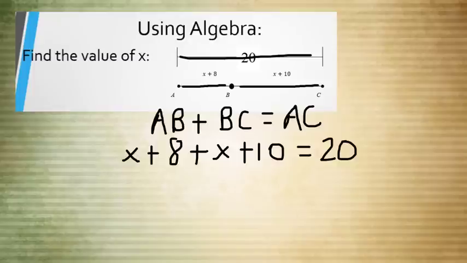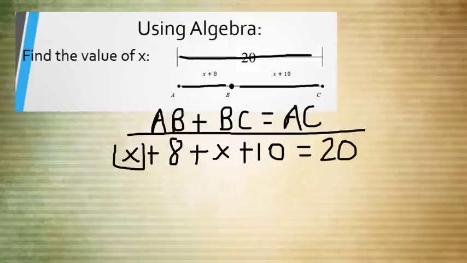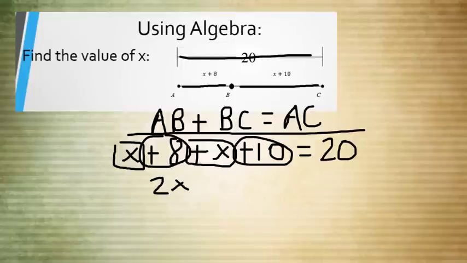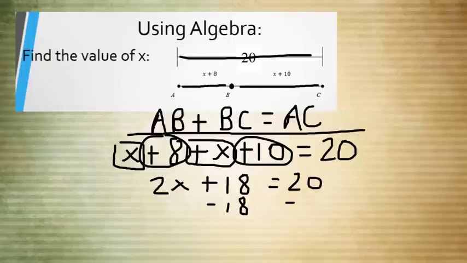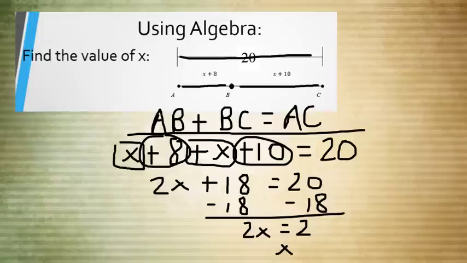So now notice from here down is just straight algebra. So we're going to, again, combine our like terms. We got a positive x, so positive 2x, positive 8, positive 10, plus 18 equals 20. Subtract 18 from both sides. 2x equals 2, and after we divide by 2, x has a value of 1.